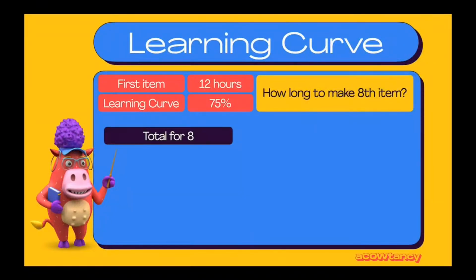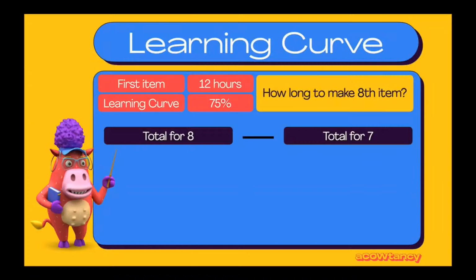So that's how you do it. You do the total for 8 minus the total for 7. So let's say the total for 8 was 80 hours and the total for 7 was 72 hours. How long did it take us to make the last one? It took us 8 hours. That's what it's trying to do, okay?